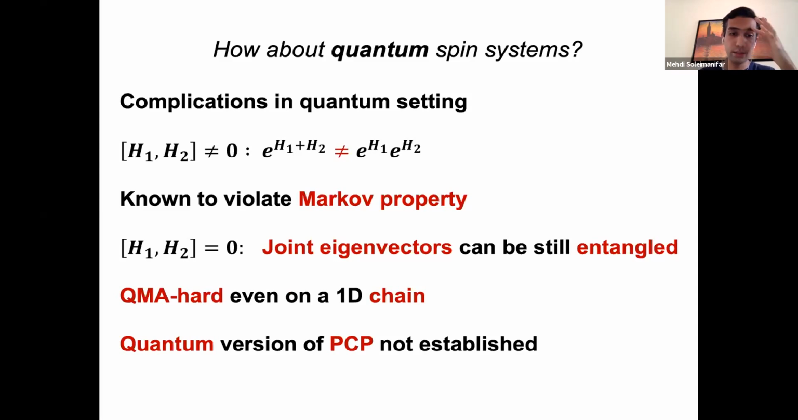And in terms of hardness, estimating the eigenvalues of the Hamiltonian, which is the equivalent of max CSPs, is QMA-hard even on a one-dimensional chain in the quantum setting. QMA is the quantum analog of NP. On the other hand, we don't have quantum versions of PCPs, probabilistically checkable proofs, for these Hamiltonians. And this also makes establishing hardness results harder. But despite all these complications, there has also been progress on studying these systems.